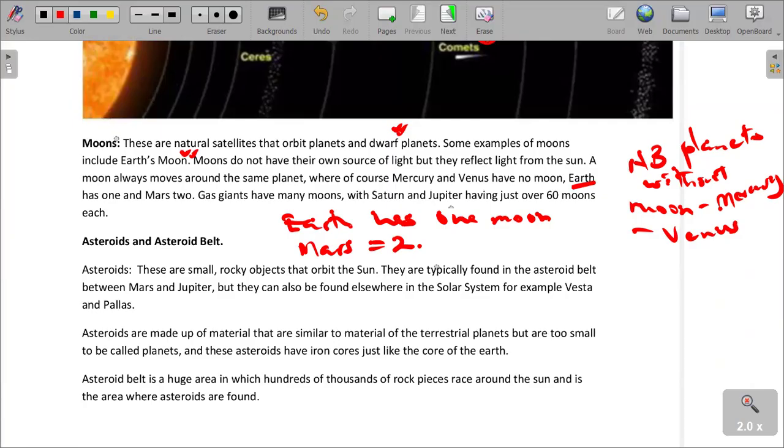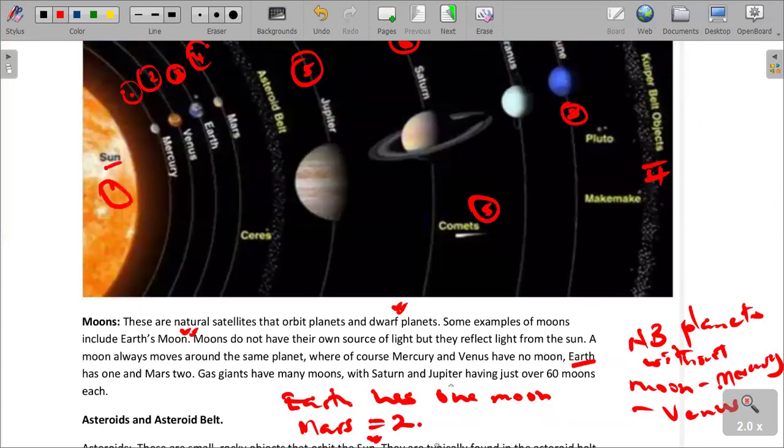So, what are asteroids and the asteroid belt? Asteroids are small rock objects that orbit the sun. They are typically found in the asteroid belt. If you look here, we have the asteroid belt. When we look at our planets, the asteroid belt can be seen here. It is the asteroid belt, which we can see there.